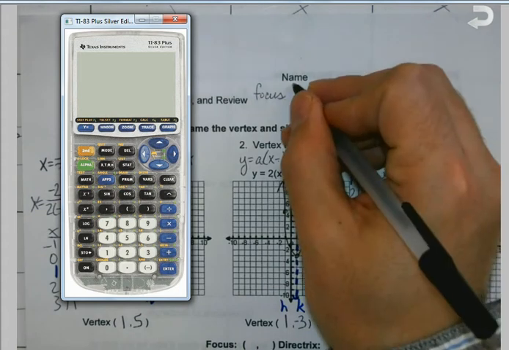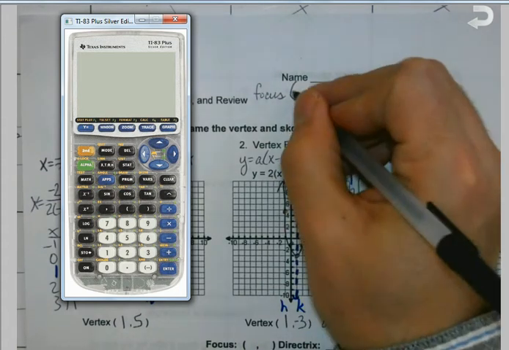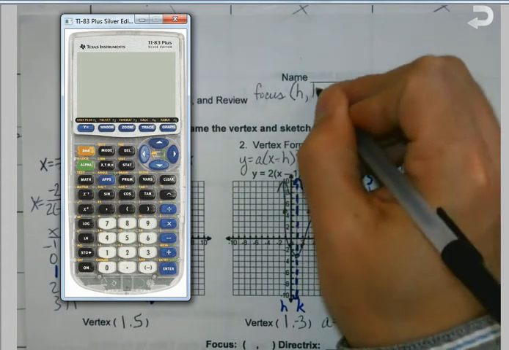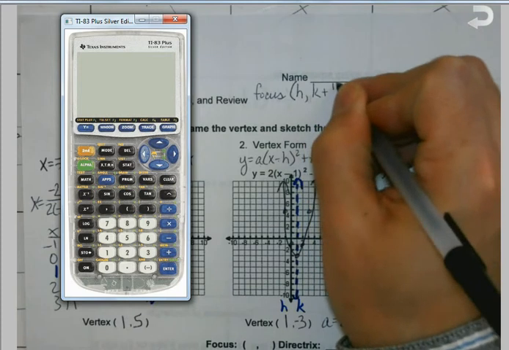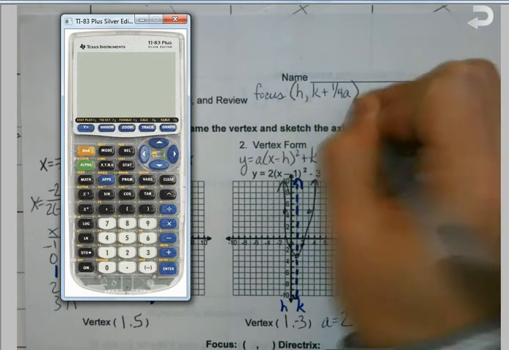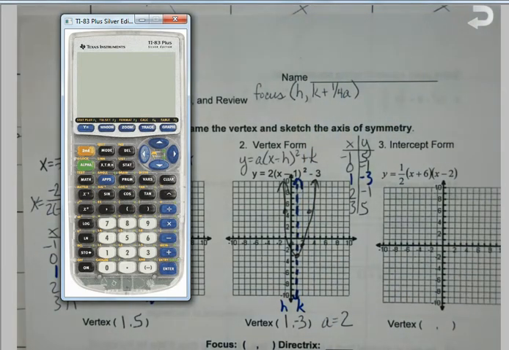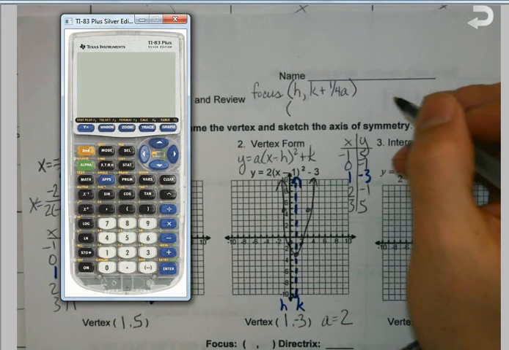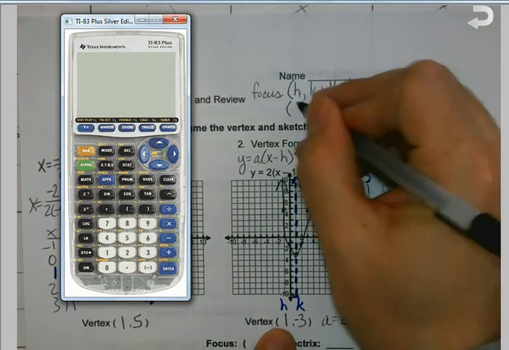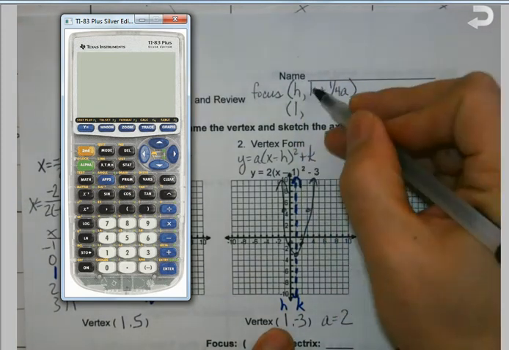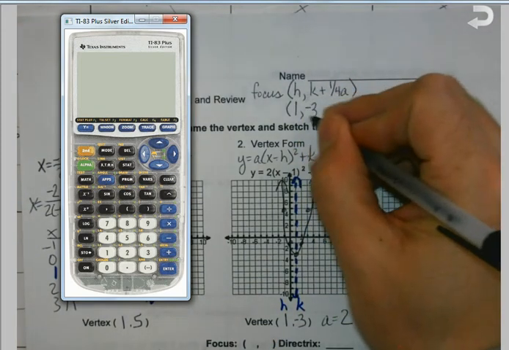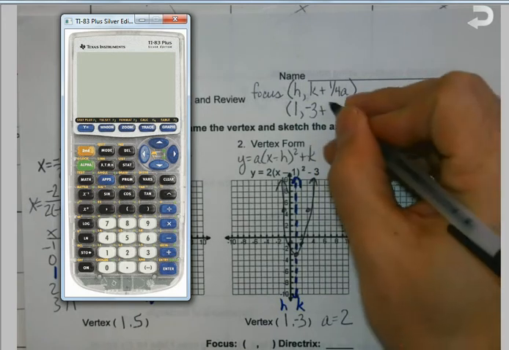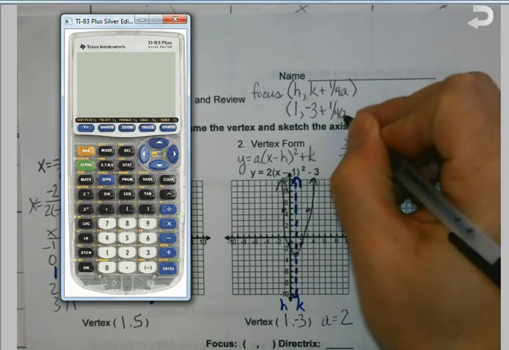The focus can be found, and it's a point at (h, k + 1/(4a)). And again, this is on that tan sheet that you've been given, and you can use that on the quiz, but here it is for our purposes right now. So all I'm going to do is fill in the information I know. I know that h is 1. I know that k is -3. And then I have 1 over 4 times a.